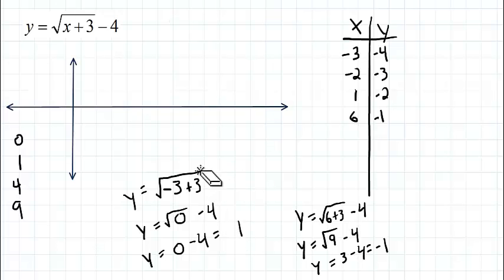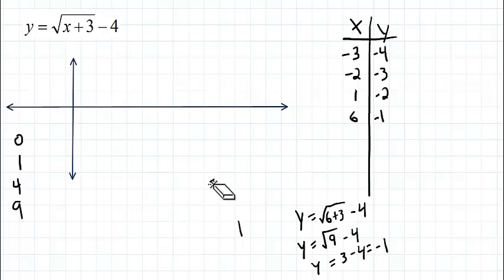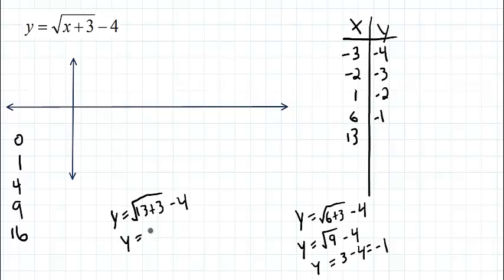The last one we want to do is, let's see, pick 16. So what plus 3 will give us 16, and that is going to be 13. So if we plug in 13 for x, y is going to be 13 plus 3, and we've got -4. So that's going to be y equals the square root of 16 minus 4, which is 4 minus 4. So y is going to be 0 when x is equal to 13.